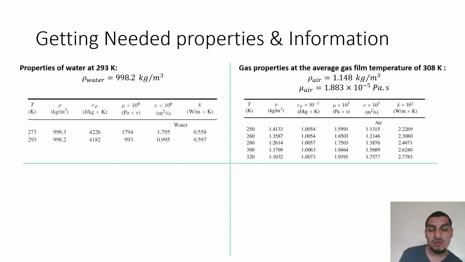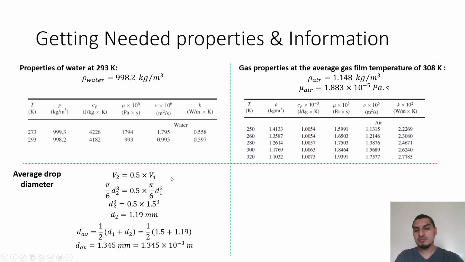I also need to get the new diameter. I can simply get it by equating the new volume as 50% of the old volume, and substituting the volume as pi over 6 d to the power 3 for both sides, and then I can get d2. Then I can get the average diameter, which is d1 plus d2 over 2.